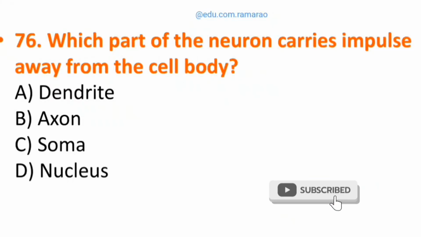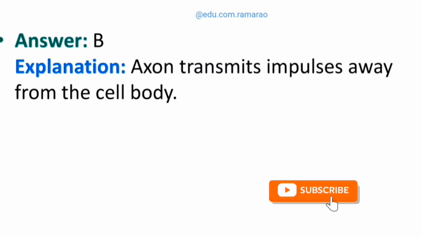Which part of the neuron carries impulse away from the cell body? Option A dendrite, option B axon, option C soma, option D nucleus. The correct answer is option B. Axon transmits impulses away from the cell body.